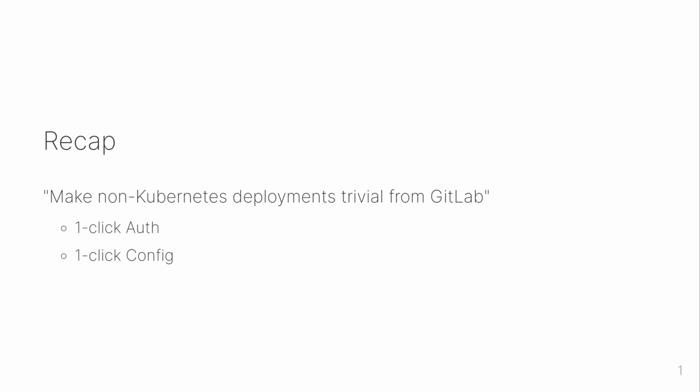5-minute production aims to make non-Kubernetes deployments trivial from GitLab. And we have in the past already proven that non-Kubernetes deployments and stateful infrastructure can be managed within GitLab. Now, in pursuit of an excellent user experience, we have prioritized one-click authentication and authorization, one-click configuration, and the targeted first rollout is to support non-Kubernetes review applications in gitlab.com.